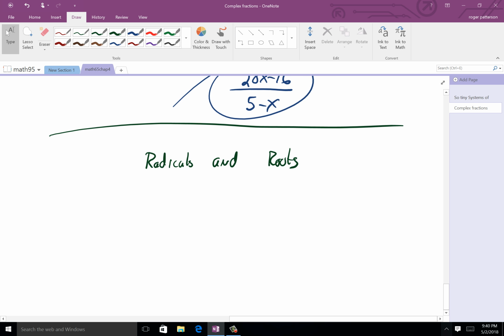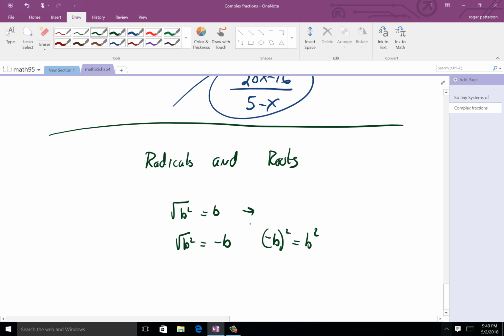Okay, so like in Math 65, you talk about a square root. The fact that the square root of b squared equals b. But also understand that it could be equal to negative b, because negative b squared is b squared, very much like b squared is also b squared.